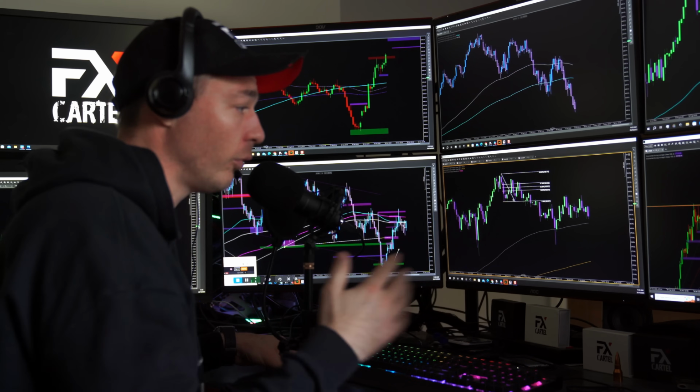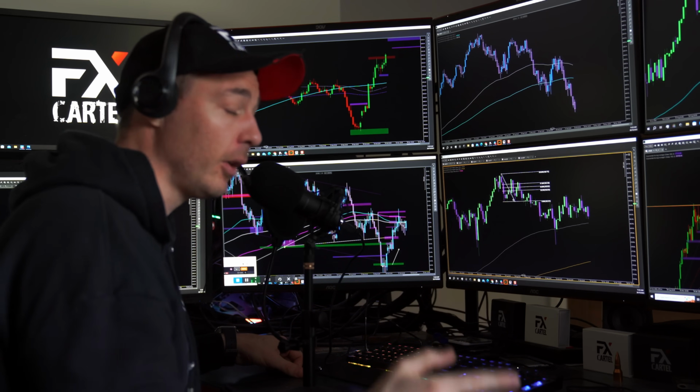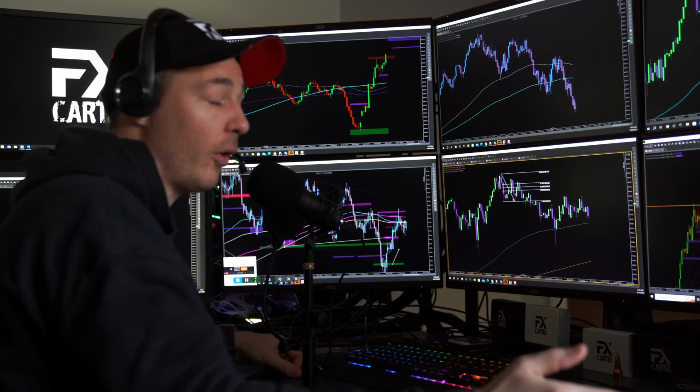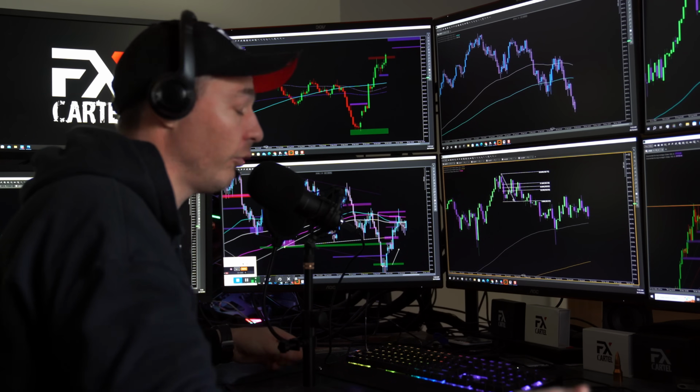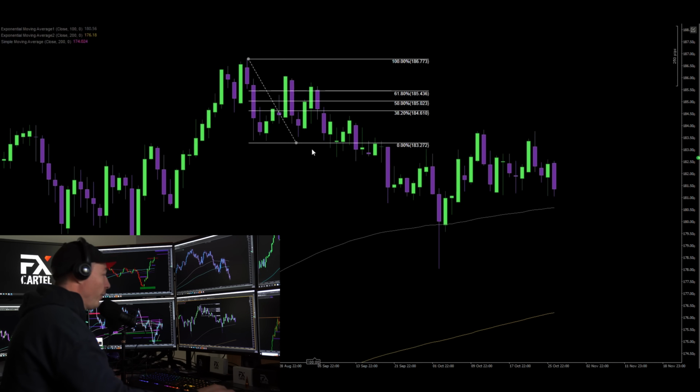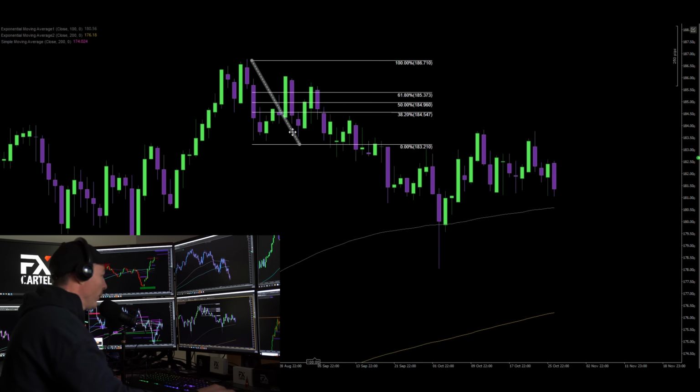There's no right way or wrong way to use the fib. There is a way that you find useful and you can back it up by the stats, or there's a way that is just random and therefore you're just gambling on the market. So for me, this fib doesn't really help me with my trade.